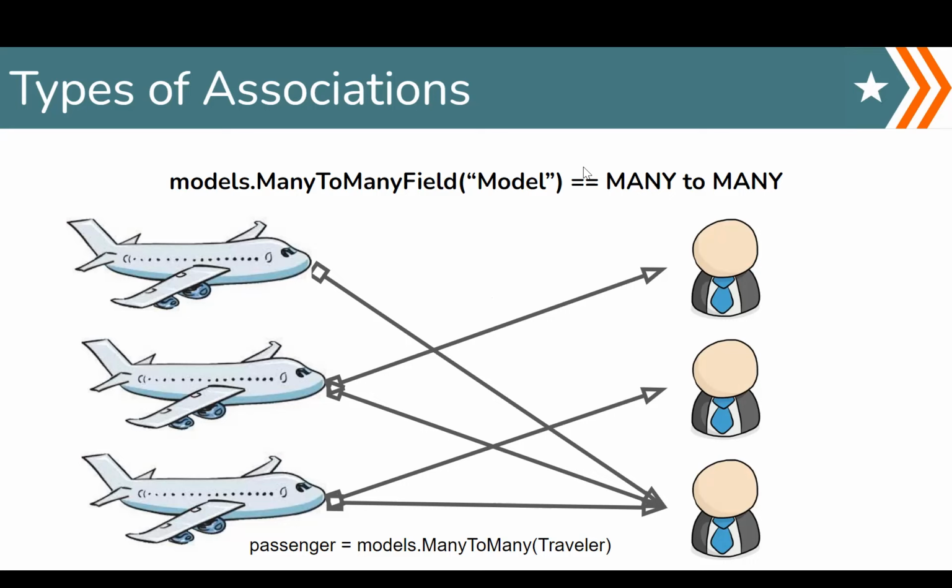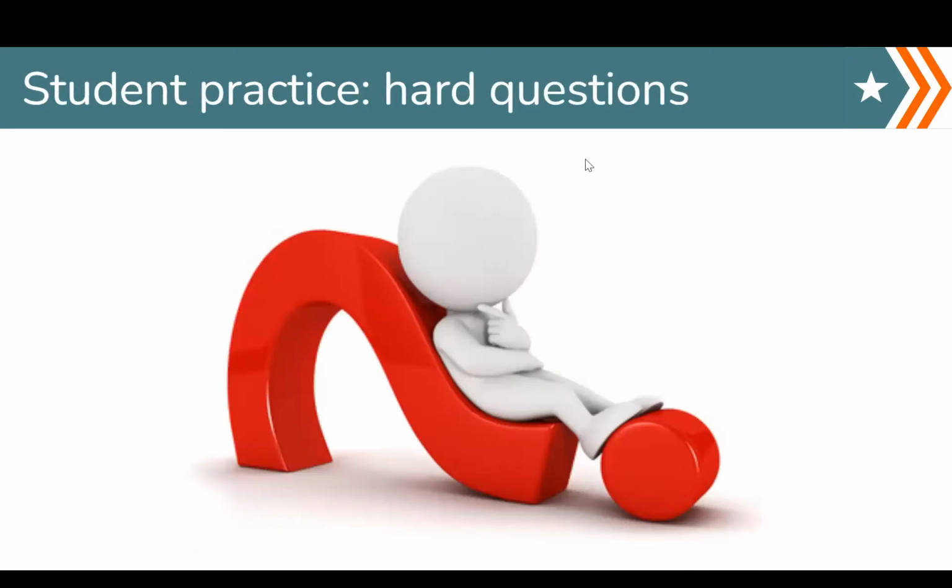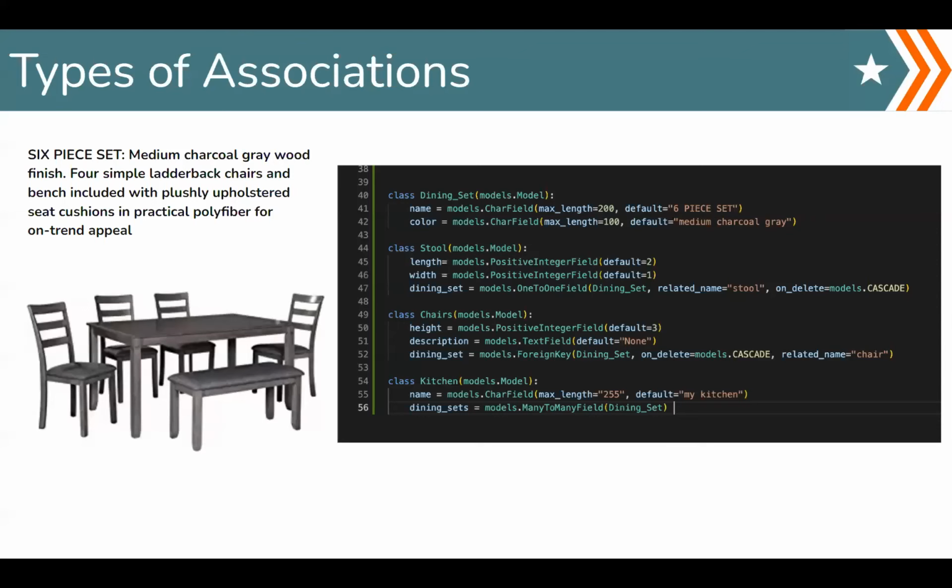No? Okay, so let's go ahead and see how this works in a code example. You guys already asked a couple of questions, so we're going to skip this. Let's talk through this example here with the types of associations. Here we have a 6-piece set that has a medium charcoal gray wood finish with 4 chairs and a bench. I think that's really all we need to know. Half of this just looks like marketing jargon.